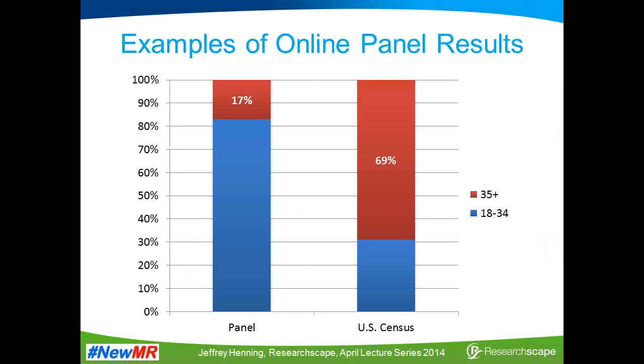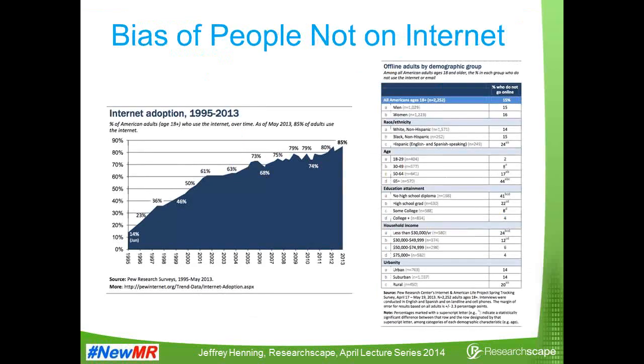Now, if you just do a panel survey and you don't specify, hey, I want census representative or population representative, you can get very different results. So here was a panel survey I had where anyone could participate, and for some reason we had a very youth-oriented proportion take this survey. So 80% of them were 34 or under, and we had 17% who were above 35, compared to that representing almost 70% of the U.S. population. So not at all representative of the market.